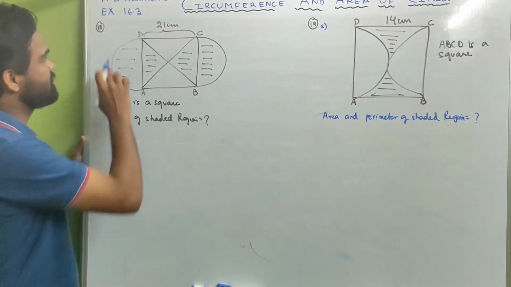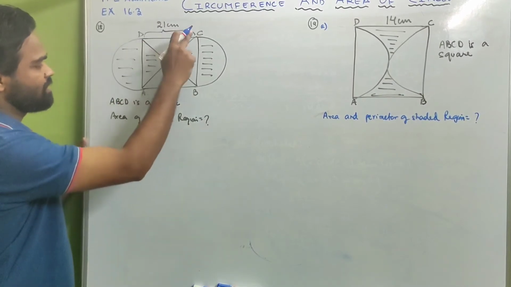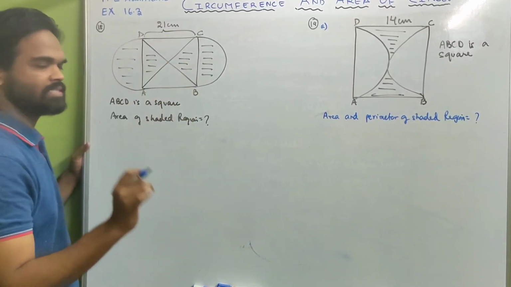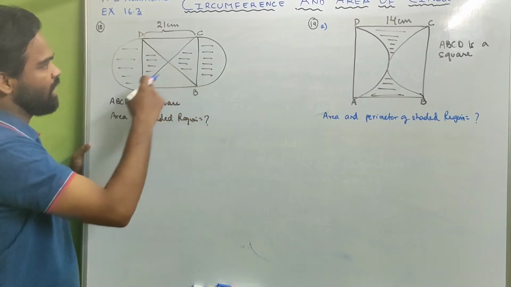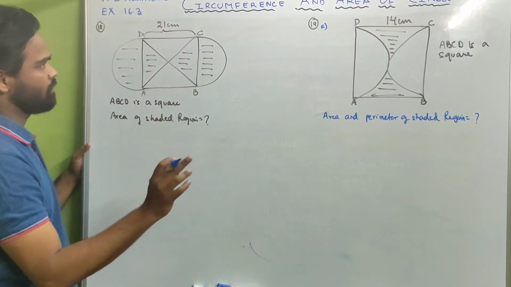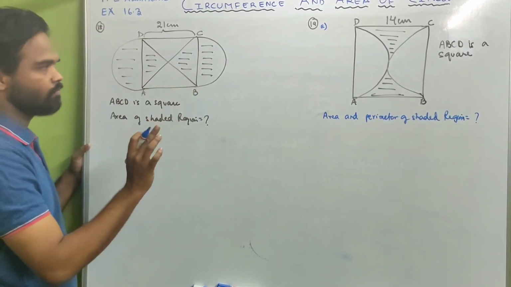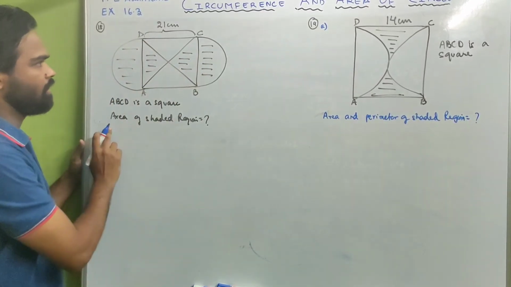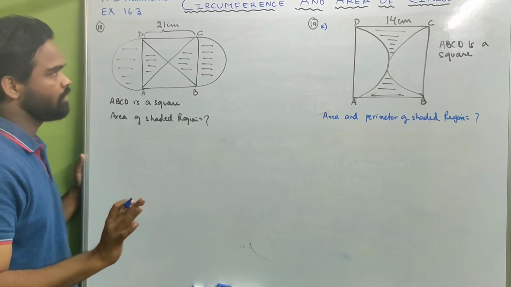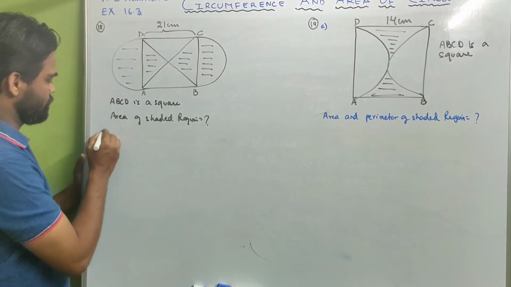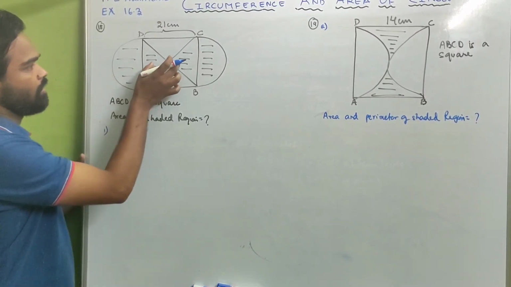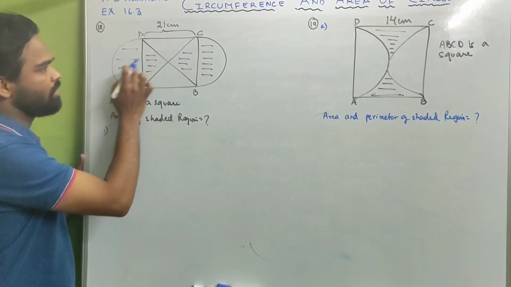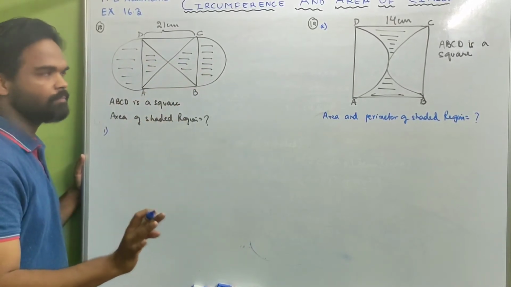Now look at sum number 18. Pretty easy. ABCD is a square with side 21 centimeter. BD and AC are the diagonals. There are 2 semicircles whose diameters are AD and BC respectively. Find the area of the shaded region. So the area of the shaded region is equal to the area of these 2 triangles plus the area of these 2 semicircles, isn't it?